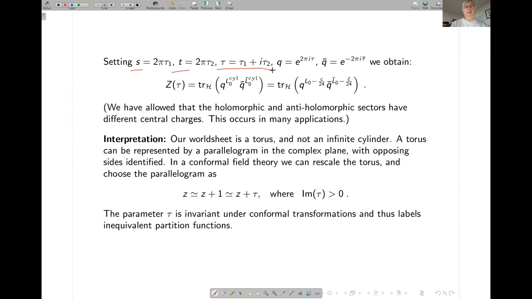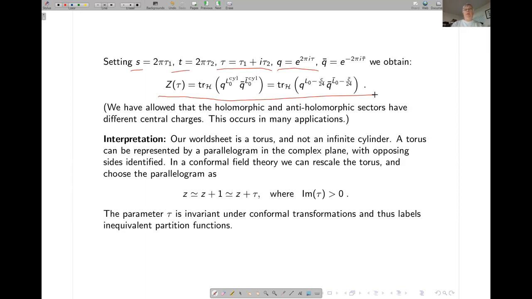And it's also useful to introduce as a shorthand the complex variable Q, which is e to the minus 2 pi i tau. And then we can write down a partition function, which now depends on a complex parameter tau, which is traced over the Hilbert space of Q to the L0 and Q bar to the L0 bar. And if we do it on the plane, we also have a certain shift proportional to C over 24.